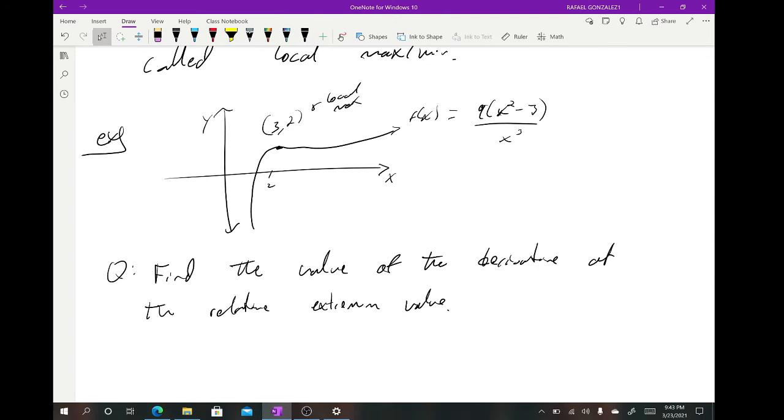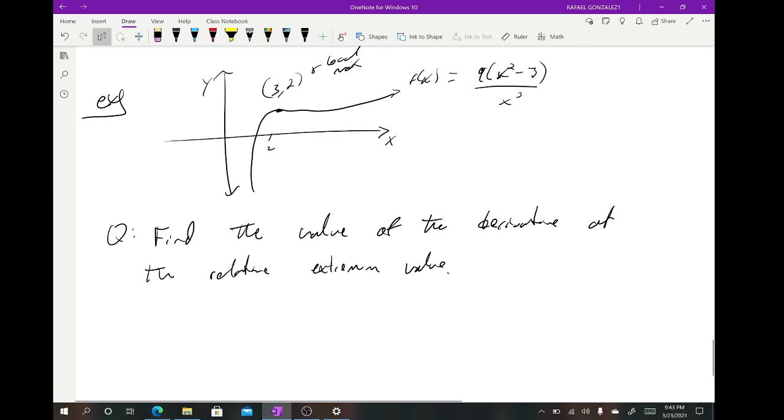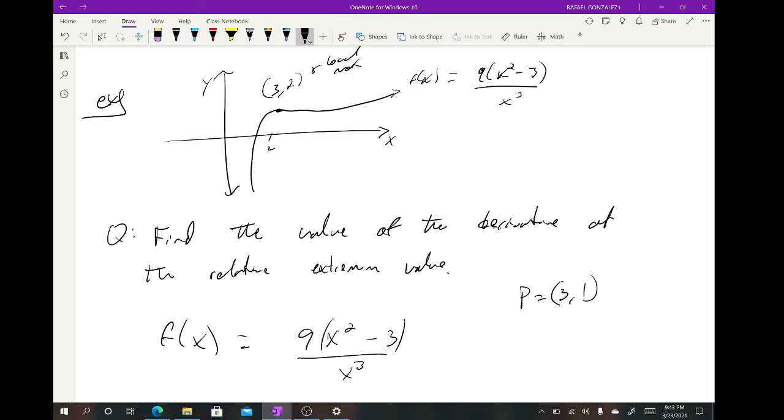Okay? Well, I have a function. I'm given f of x equals 9 times x squared minus 3 divided by x cubed, and I'm given a point. The point that I'm given is 3, 1. So I have to find out what the value of the derivative is at 3.